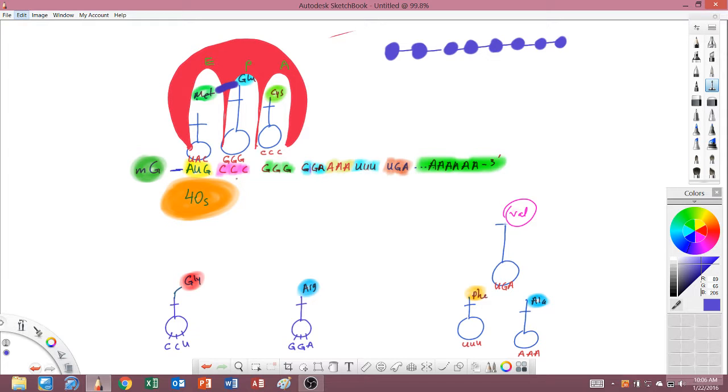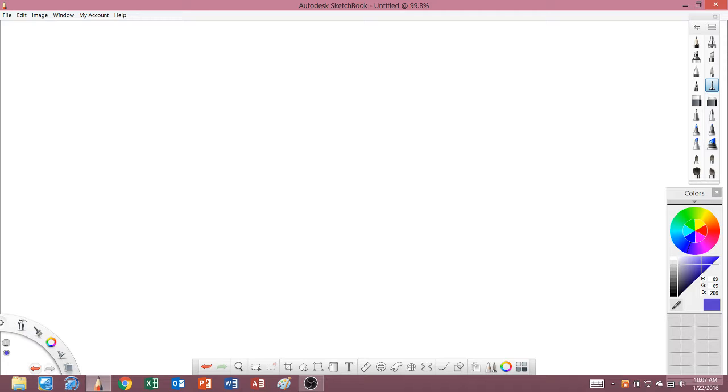Are there three different tRNAs, or is it just one tRNA that moves from A, P to E? No, it's the same tRNA. It's the same one. Whatever carries that amino acid. Let me do it a different way.